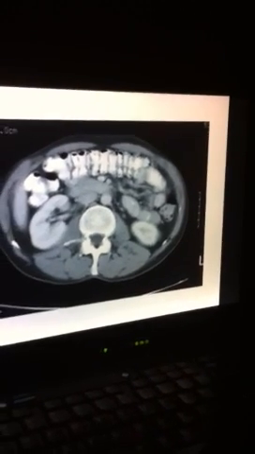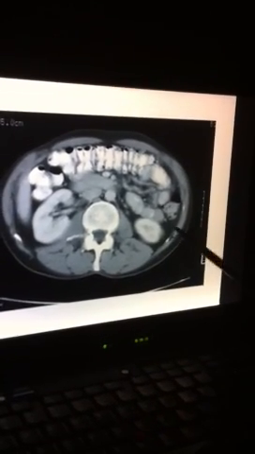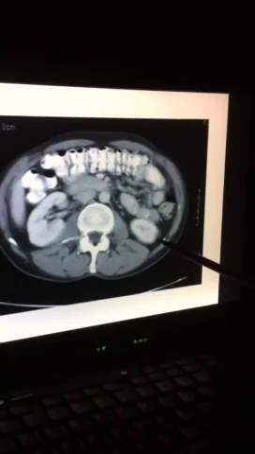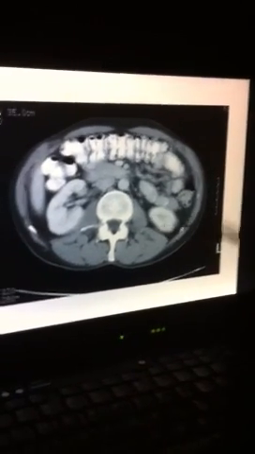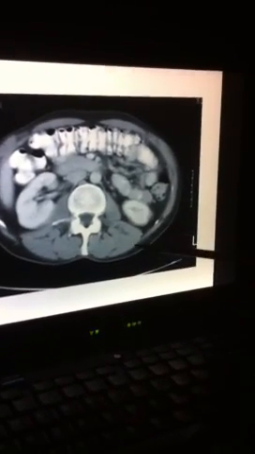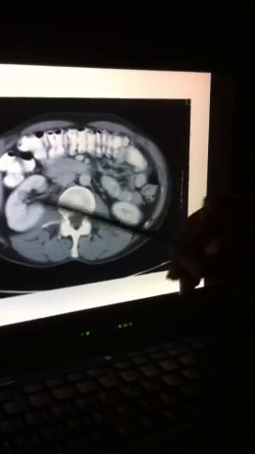Exactly. Don't forget the kidneys are at 2 different levels. So is this higher or lower? It's lower. Okay, so this is the bottom of the left kidney, and this is the right kidney. Yes.